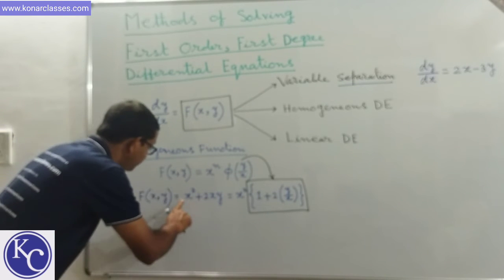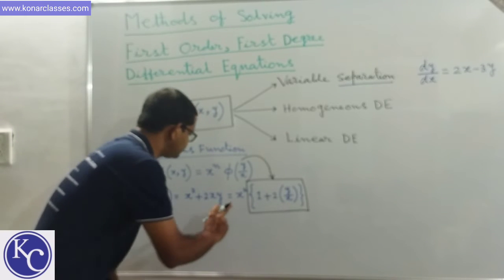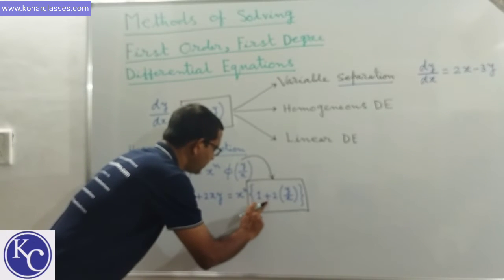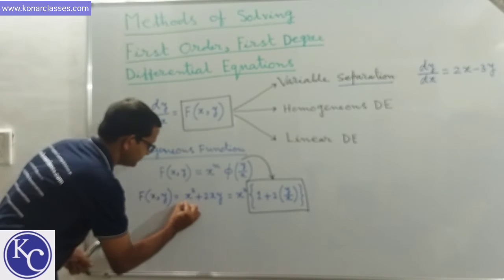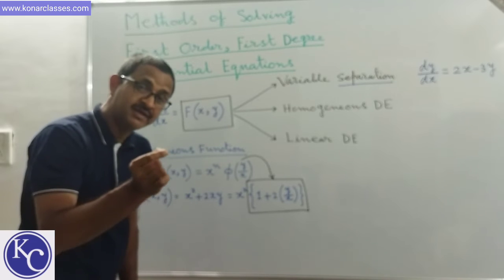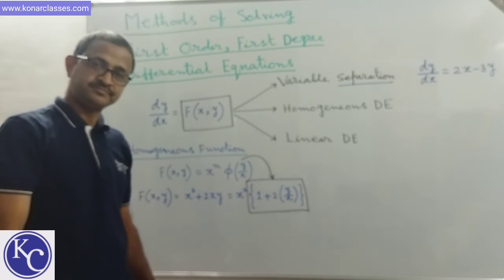So as we are able to express x square plus 2xy as x square into (1 plus 2 into y by x), we can say this function, x square plus 2xy, is a homogeneous function of degree 2 in x and y.